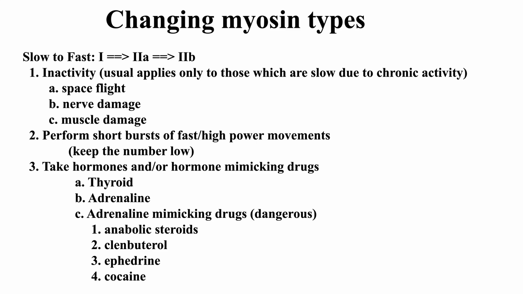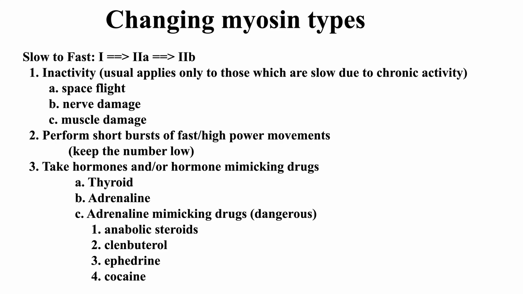Now, the opposite: you want to become more glycolytic, more power, so more 2A, 2B. One thing you could do is inactivity. It says this usually applies only to those which are slow due to chronic activity. So things like spaceflight, nerve damage, muscle damage. It doesn't take a whole lot metabolically to keep type 2 fibers going. So therefore, if you want to become more type 2, become a couch potato. Lay around, do nothing. Now, a lot of negative outcomes will come from that, but that's what you can do.